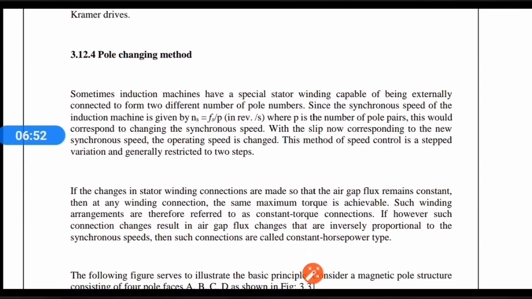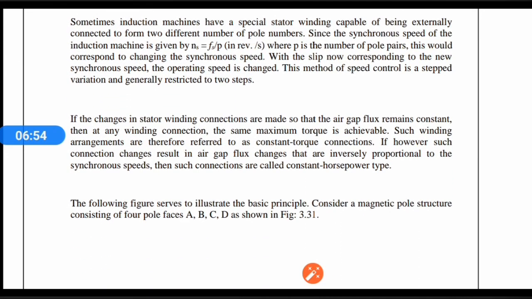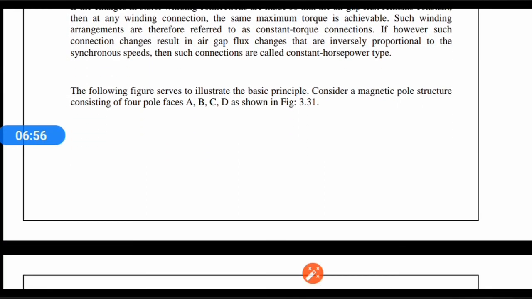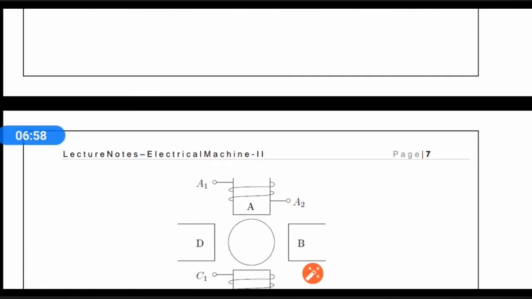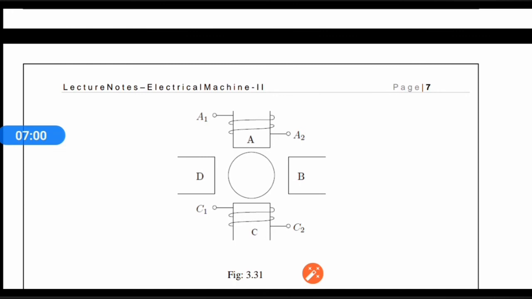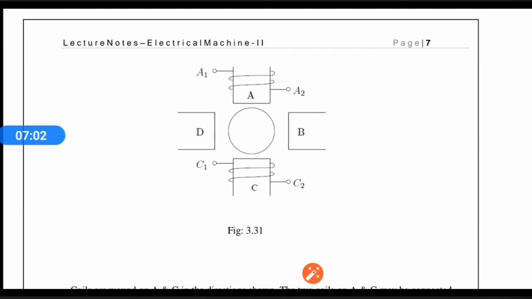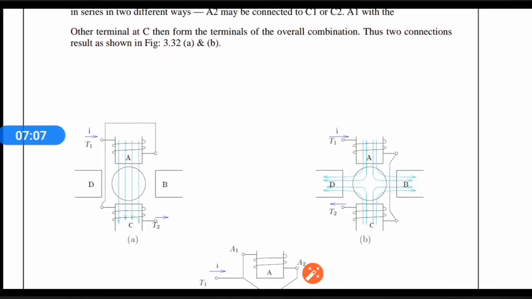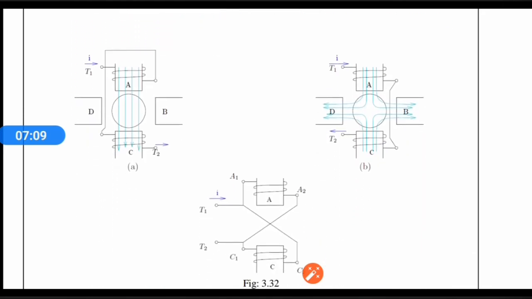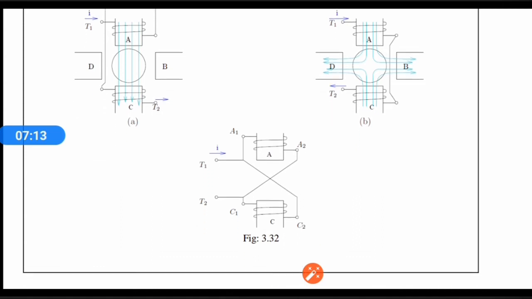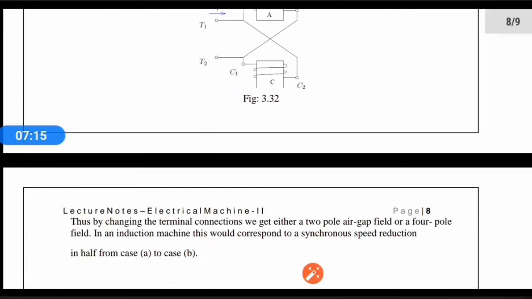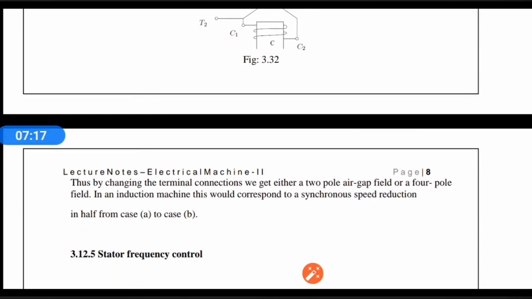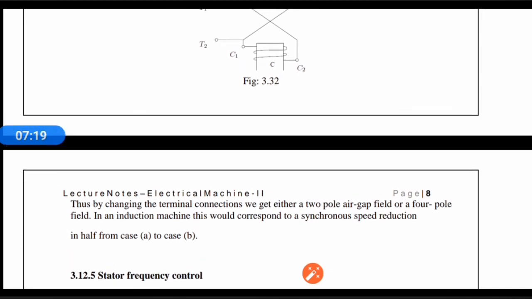In this method the number of poles arrangement can be varied, and the connections can be varied so that the number of poles can be changed. So it can be seen from the figure that we are having different connections available, so that we can have different number of poles, and if the pole can be changed, then we can have a different speed available.